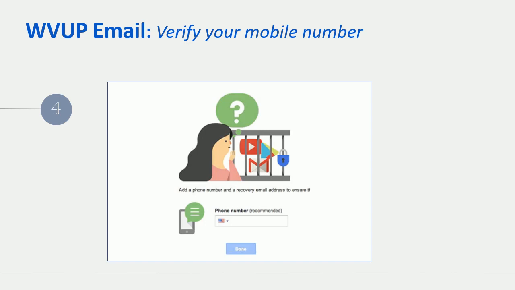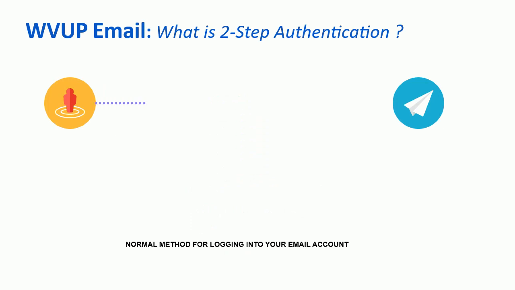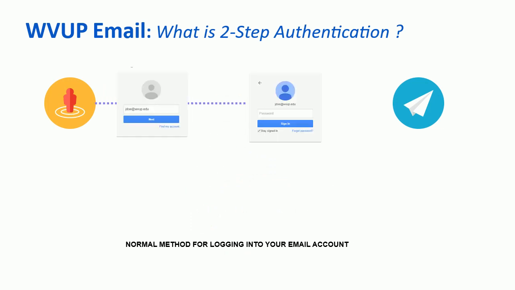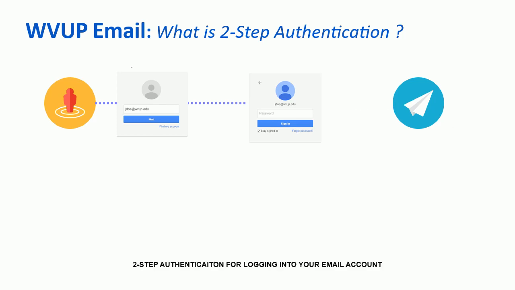If this is the first time you've logged into your WVP email, it may ask you to verify your mobile number. This is for two-step authentication with Google. So what is two-step authentication? With the normal email process, you would enter your email address, then your password, and then get into your WVP email. With two-step authentication, there's more steps.